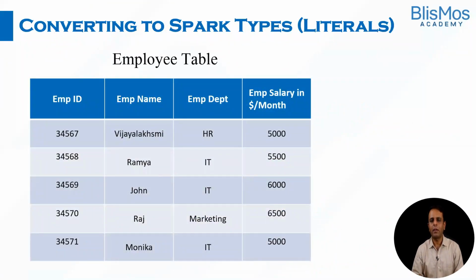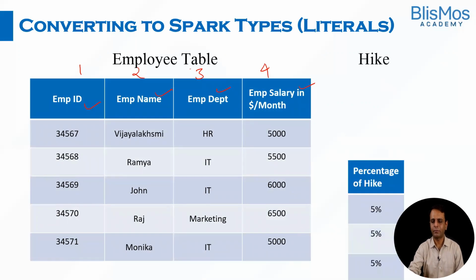Assuming that you have an employee table which has some 4 columns. Each of the column has employee ID, employee name, employee department and also employee salary. Now post pandemic era, hikes have become really tough, right? The companies giving the hikes are less, but still some of the companies are giving the hikes to their employees. Assuming that company has to give a same amount of hike to all their employees, like some 5%.